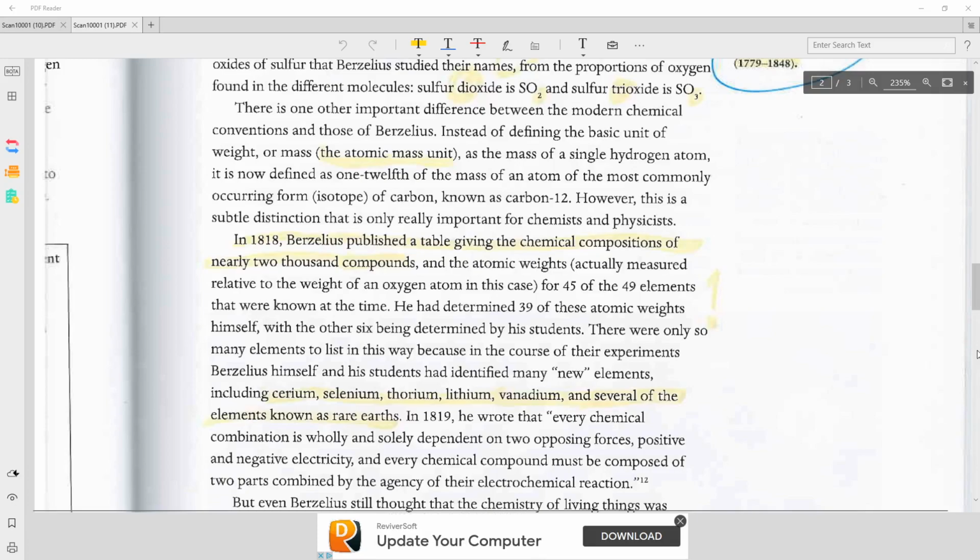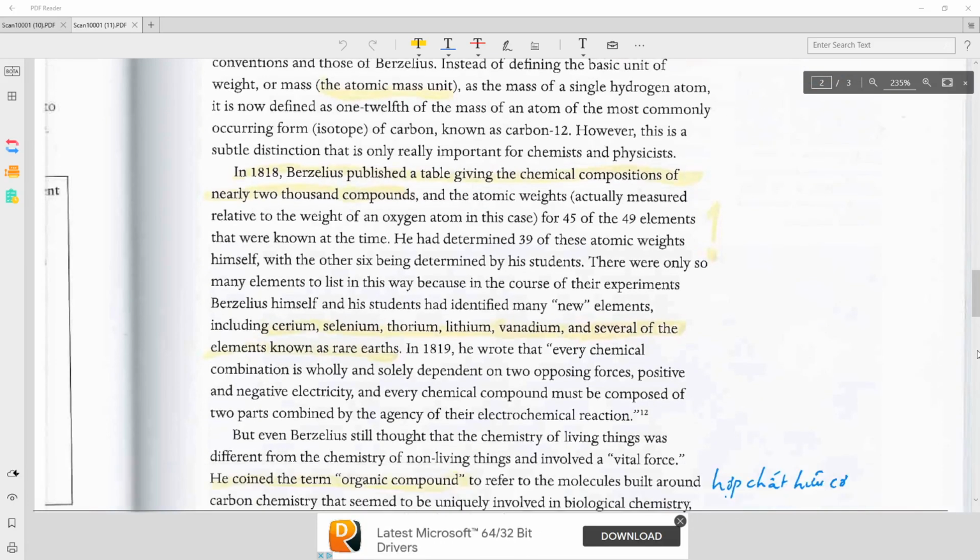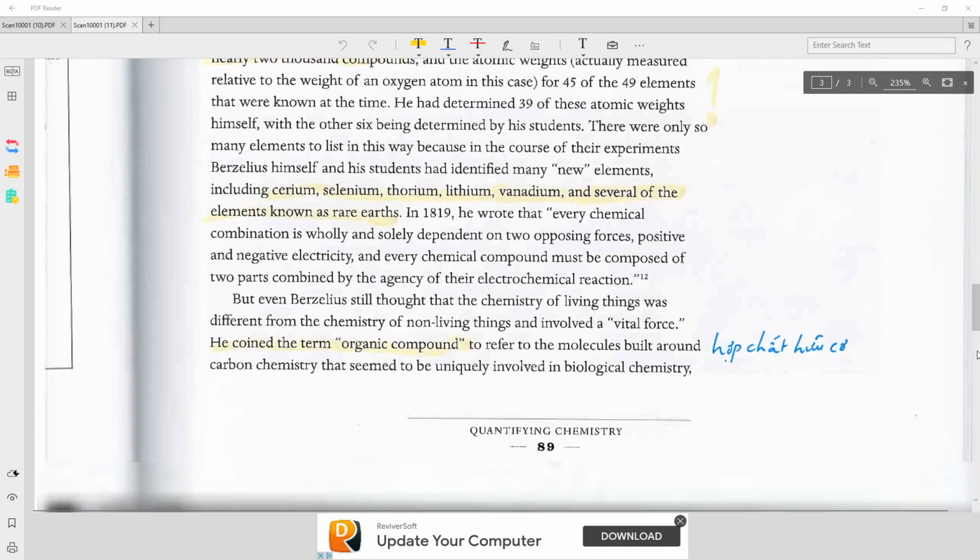In 1818, Berzelius published a table giving the chemical compositions of nearly 2,000 compounds, and the atomic weights actually measured relative to the weight of an oxygen atom in this case for 45 of the 49 elements that were known at the time. He had determined 39 of these atomic weights himself, with the other 6 being determined by his students.